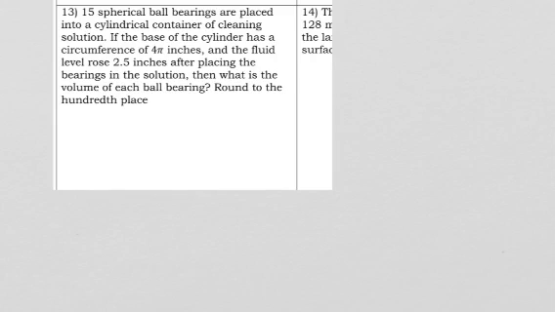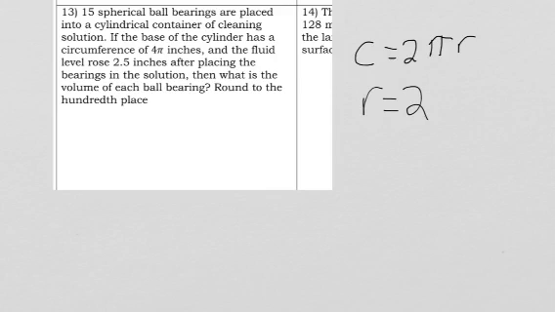So, first of all, the base of the cylinder has a circumference of 4 pi inches. We know that circumference equals 2 pi r, right? So then if the circumference is equal to 4 pi, then the radius must be equal to 2. This is important because now we can figure out the volume of the liquid displaced, because we know that the liquid level rose 2.5 inches. So that means that the height of the displacement is going to be 2.5.